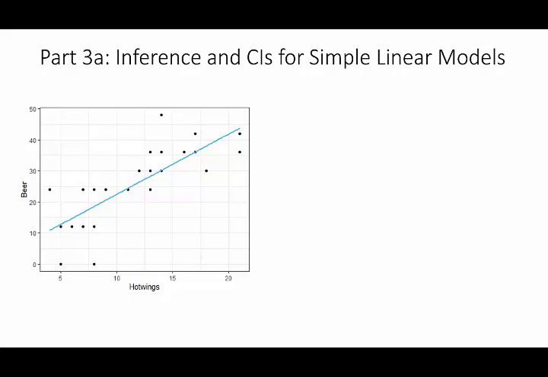Part 3 of this video series ended up getting a little on the long side, so I'm going to be splitting it up into two videos. In Part 3a, we're going to focus on the slope of regression lines. Now, why is the slope so important?